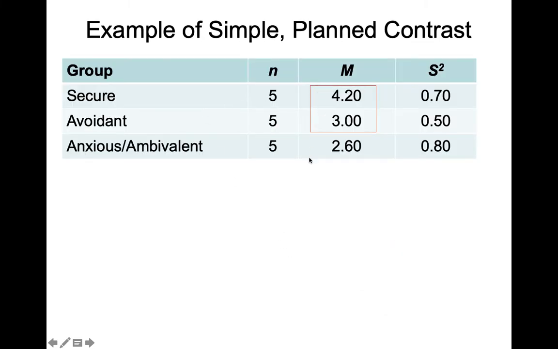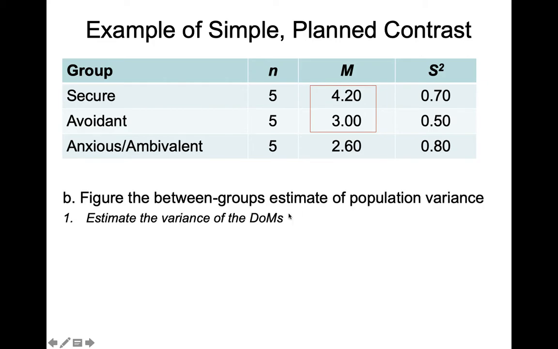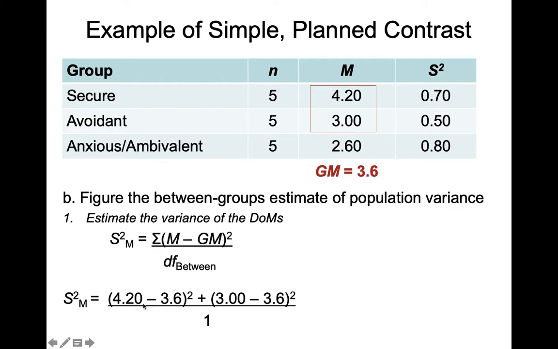Okay, so here's our 2 means of interest. What do we need to do? The first thing we have to do is estimate the variance of the distribution of means. There we go. And so that involves calculating our grand mean. Again, you can see only among the 2 means of interest. So the average of 4.2 and 3 is 3.6. We're then going to use the exact same formula. Degrees of freedom, again, will always be 1 when doing a simple comparison because there's only 2 groups. So it's a very simplified version of this calculation. So in calculating the variance of the distribution of means here, we get that that's equal to 0.72.